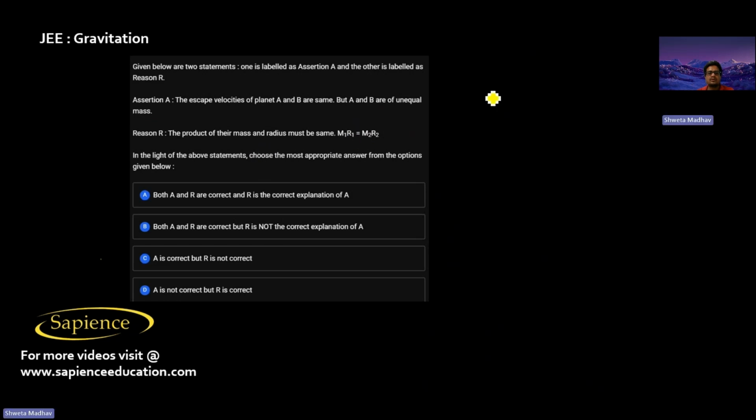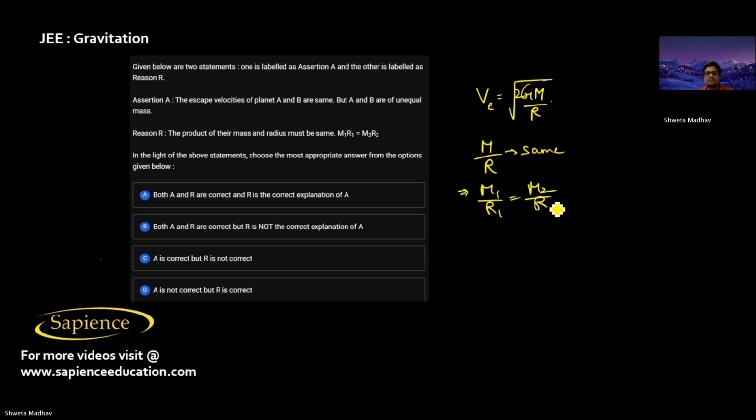Escape velocity is given as root over 2GM by R. They have unequal mass, so they have unequal radius also. It means M by R will be the same, since the escape velocity is the same. So M1 by R1 should be equal to M2 by R2. The ratio of their mass and radius should be the same, so the reason is false, and the assertion is true. Assertion is correct, but R is not correct. So option C is the correct answer.